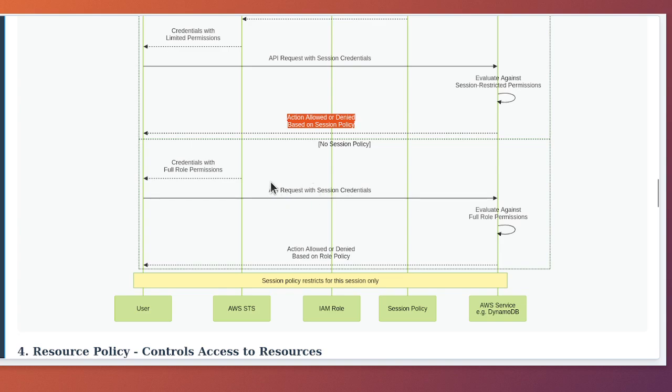In the no session policy path, STS directly returns credentials to user labeled credentials with full role permissions. When the user makes an API request to AWS service, the service evaluates against the full role permissions shown by evaluate against full role permissions. AWS service responds with action allowed or denied based on role policy.